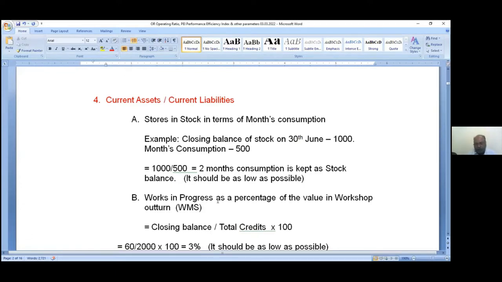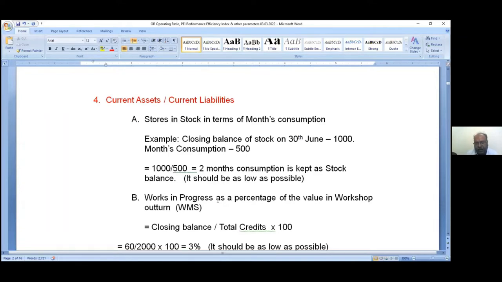I have taken an example. Here the closing balance of the stock on 30th June, because it is calculated month-wise. For 30th June, the closing stock is 1000 numbers, whereas the average monthly consumption is 500 numbers. That means as of 30th June, we have 2 months' consumption available as stock in the railways. That is 1000 divided by 500 equals 2 months' consumption kept as stock balance. This figure should be as low as possible, because the inventory attracts capital, locking of capital.